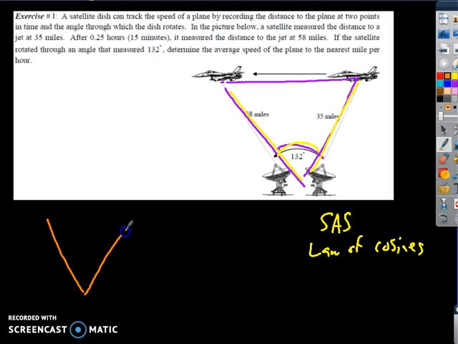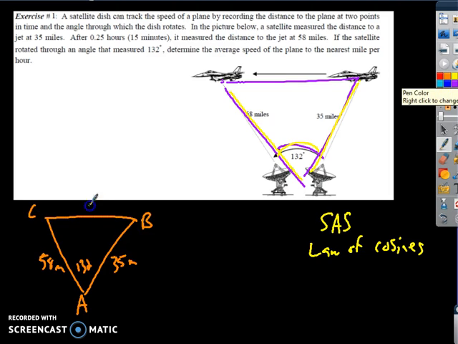So this is a triangle. This is 132. This is 35 miles. This is 58 miles. And let's say this is side A, angle A, B, C. So this would be lowercase a. This would be lowercase b. This would be lowercase c. And I know capital A. And it asks me to figure out how fast this plane is going over this distance here. So I need to find lowercase a.